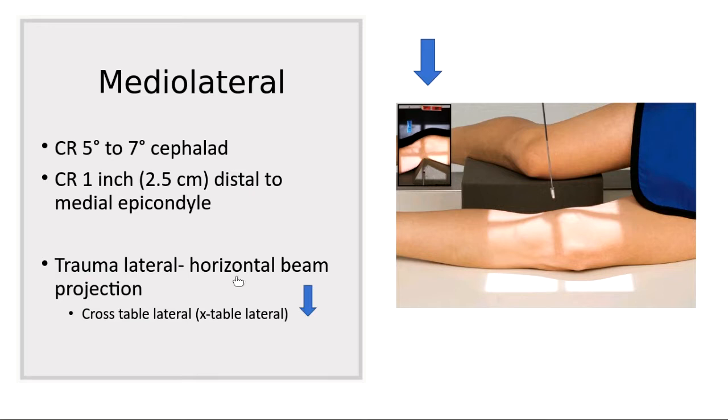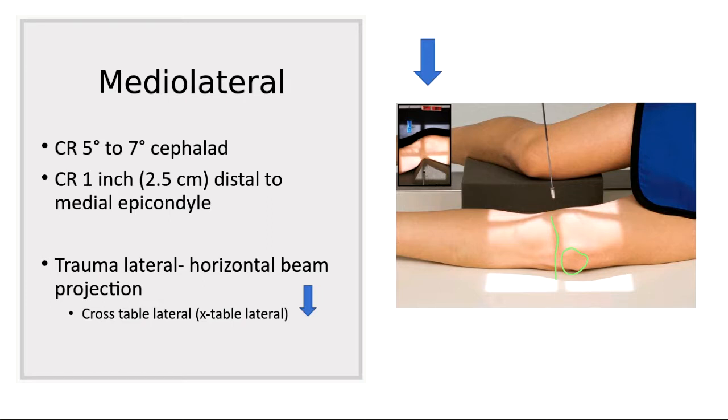And the central ray on this is 1 inch distal to the medial epicondyle, which is pretty palpable. If you feel on the inside of your knee, you can usually feel a rough prominence on there. But if you look, you can also pretty much make out her patella right here. So the central ray is still about the same as far as being a half inch below the apex of the patella.